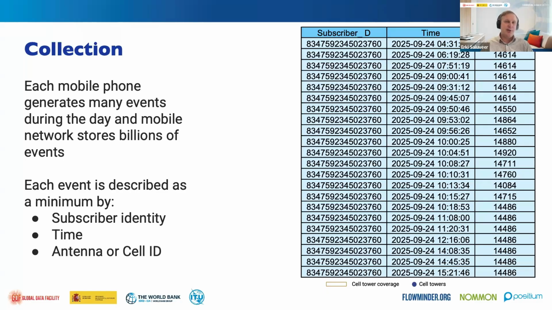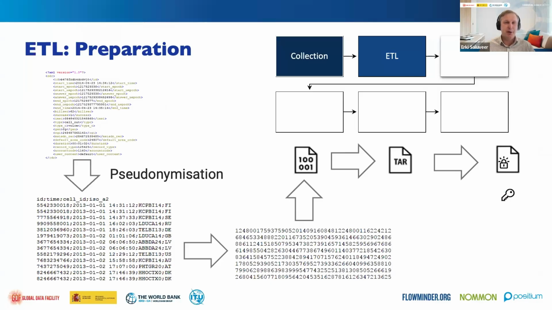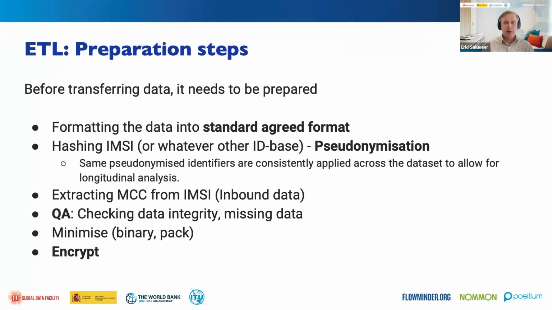Very important here is to understand that this data needs to be collected from the mobile network operator side. And then what is important is that this data needs to be prepared for the extract, transform, and load stage. So we need to agree on the data structure, how the data should look like. How do we format the data? How do we pseudonymize it? I will cover these things here.